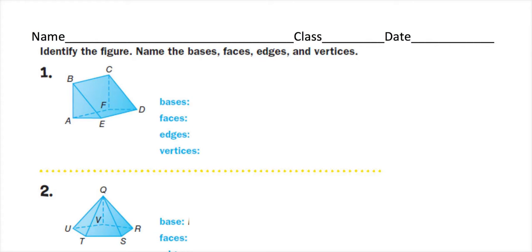All right, let's take a look at this one. We're going to identify the figure, and name the bases, faces, edges, and the vertices. This isn't really hard, but it is time consuming. I'll just give you a heads up: if I'm talking fast, it's because I try not to drag this out, otherwise it just gets way too boring. So first we need to identify the figure. We need to figure out if it's a prism or a pyramid. In this case, since it has a triangular base, it will be a triangular prism.